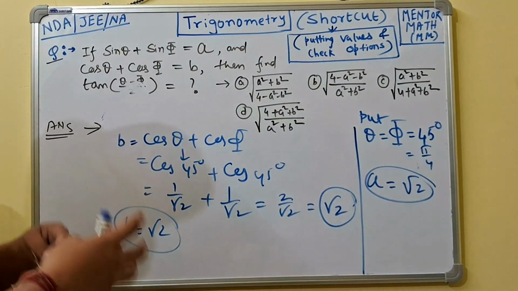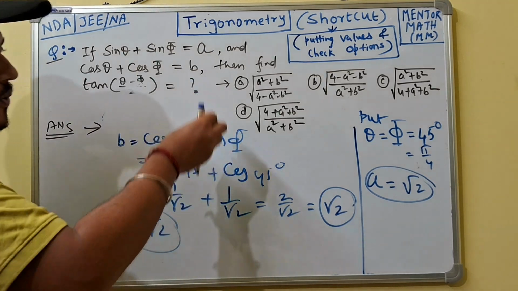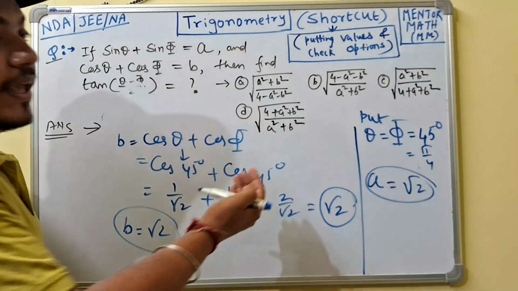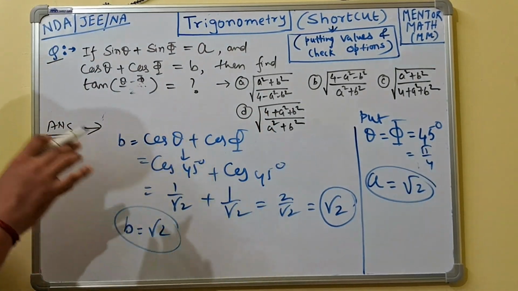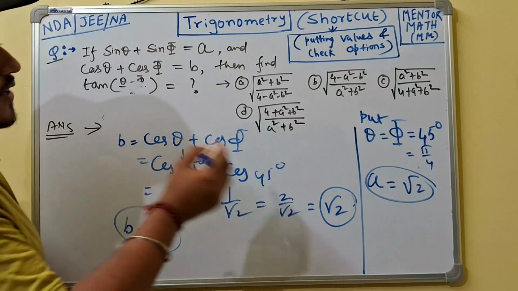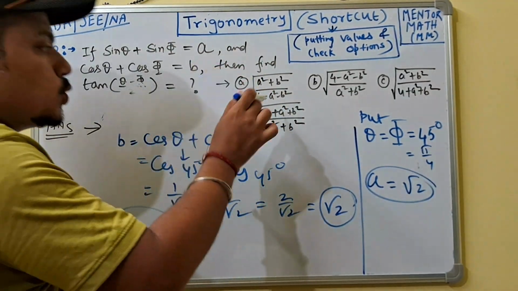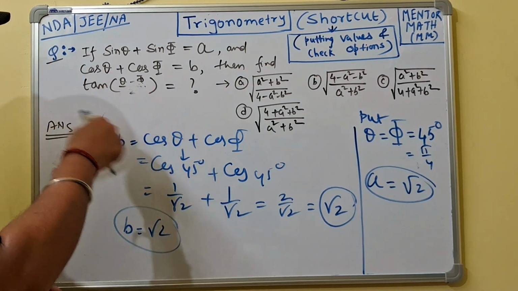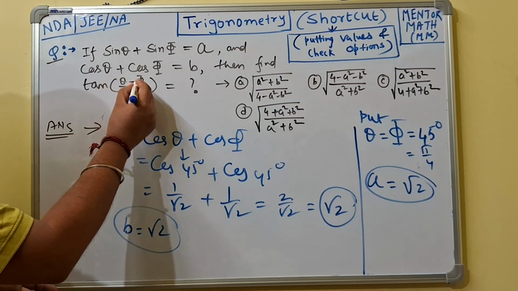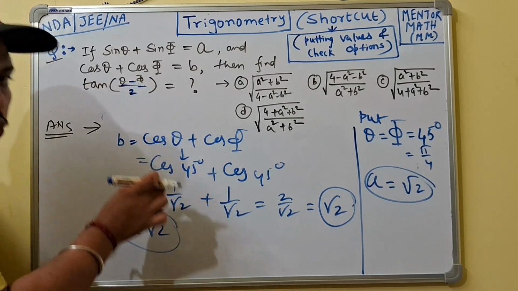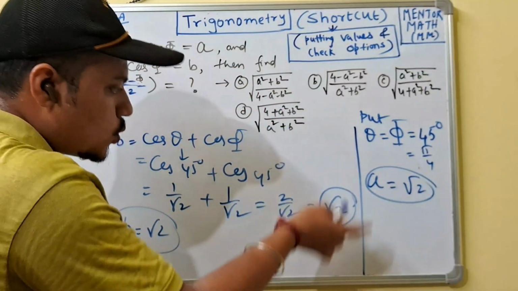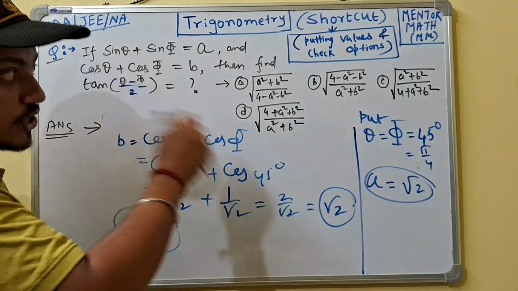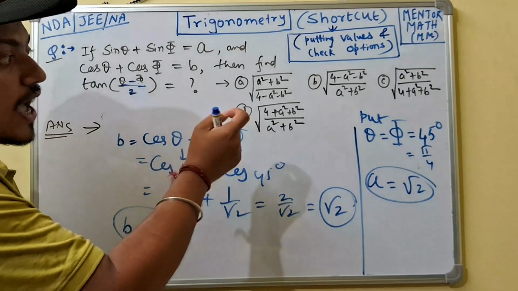We have to check: if we put A equal to root 2 and B equal to root 2, which option gives the value 0? Because you already got tan of (theta minus phi) by 2 equal to 0, so if we put A equal to root 2, B equal to root 2, that value also has to come 0. So we have to search which option gives 0.